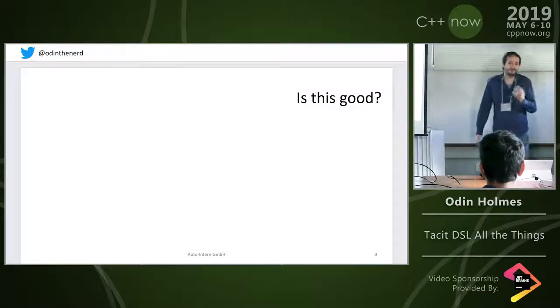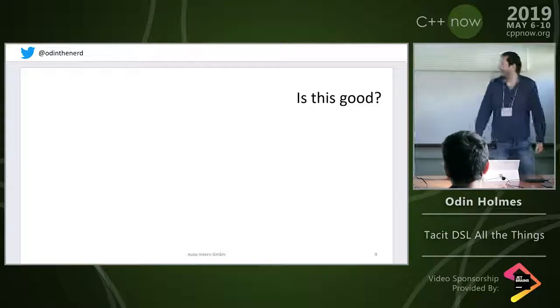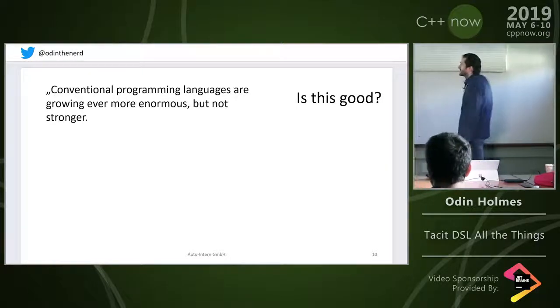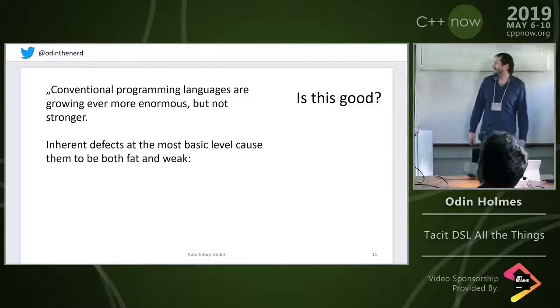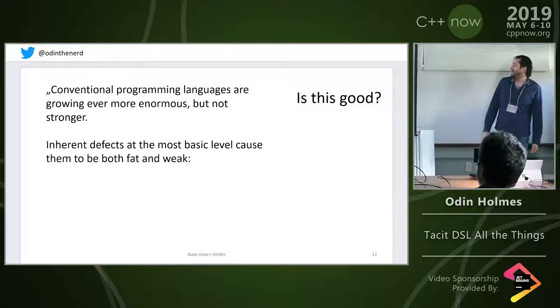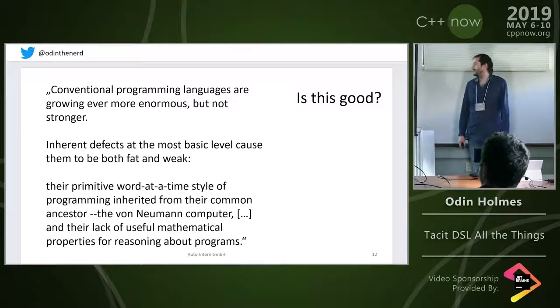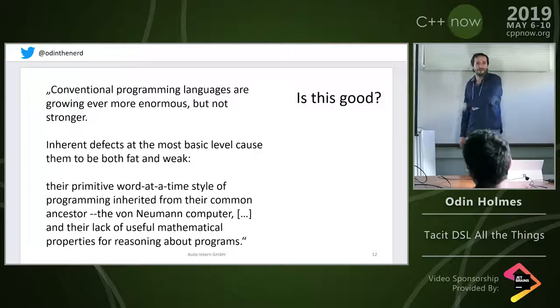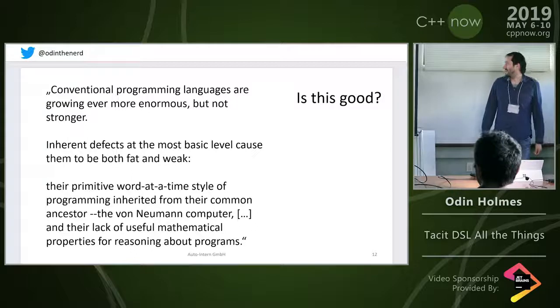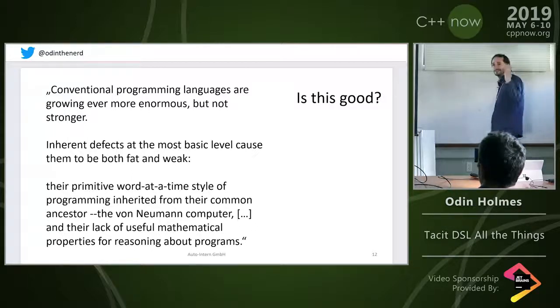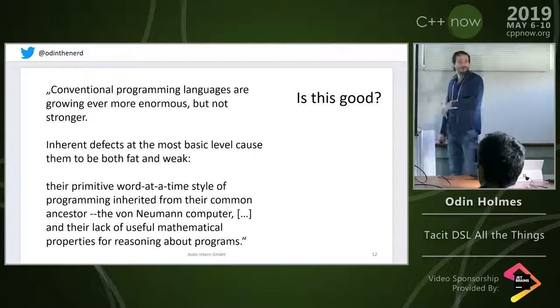And some of you are going to remember this, recognize this quote, right? Conventional programming languages are growing ever more enormous, but not stronger. Inherent defects at the most basic level cause them to be both fat and weak, right? Their primitive word-at-a-time style of programming inherited from their common ancestor, the von Neumann computer, their inherent defects, and their lack of useful mathematical properties for reasoning about programs, right? So you're blasting C++ among other things, right?